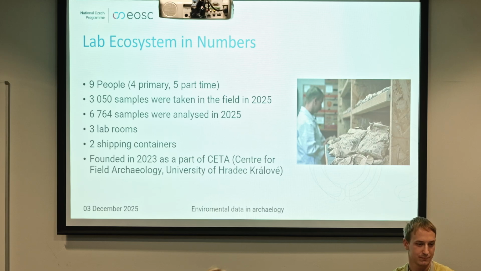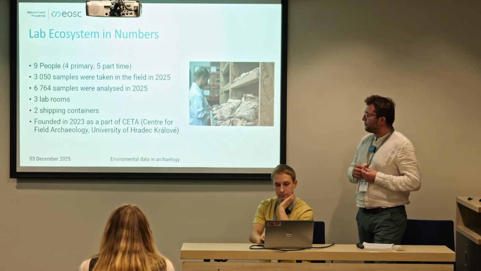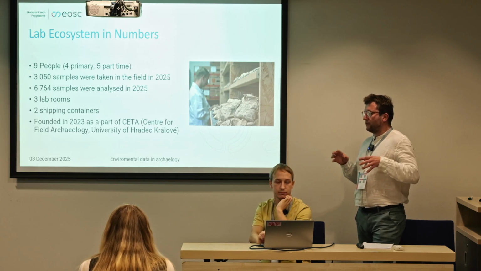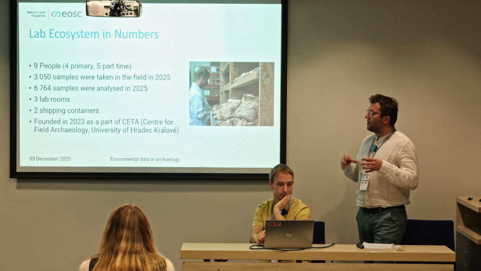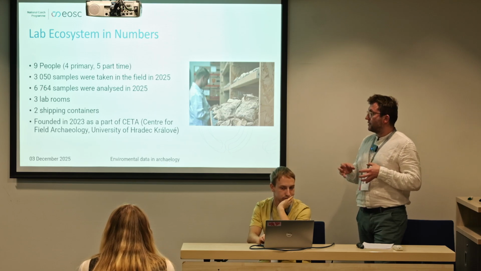How does our lab look in numbers? We are 9 people, and in the last year, for example, we took about 3,000 samples in the field, and we analyzed something like 7,000 samples. We have 3 rooms with devices, and because there are a lot of people handling a lot of samples, we have a lot of approaches to how to prepare and analyze samples.